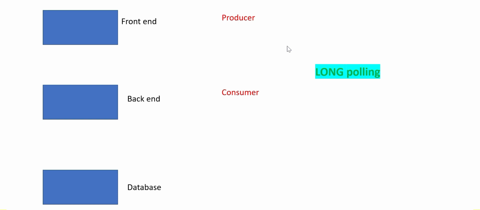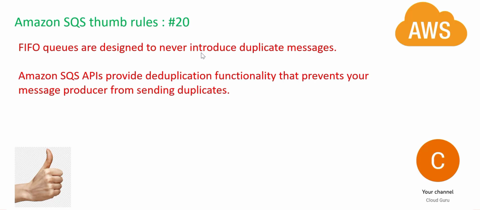So now you can say, hey, what if the producer sends the same message? I know FIFO, the queue will have some mechanism to understand duplication, but what if the producer sends duplicates? The producer is wrong, then you will end up sending the duplicate message to the consumer. No, there is a deduplication functionality built into SQS FIFO which will prevent that from happening. So hence we are saying duplication is not possible.